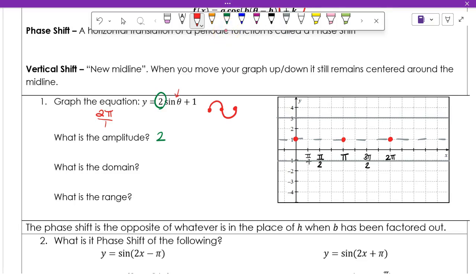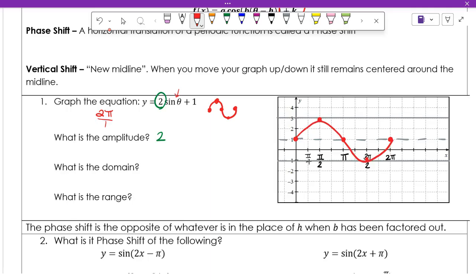And then halfway in between these first two intercepts, I have a maximum. Halfway between 0 and pi would be pi divided by 2, pi over 2, so I'm going to have a maximum right there. Since I've already got this boundary at 3, because my amplitude is 2, that gets me the distance of 2 from my midline to my maximum. Then halfway between these two intercepts, pi and 2 pi, I have a minimum right here. So I have this graph.